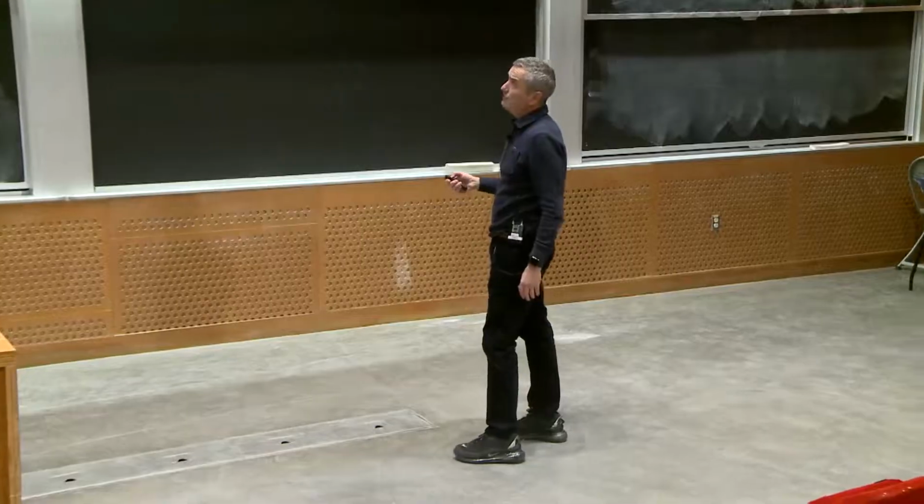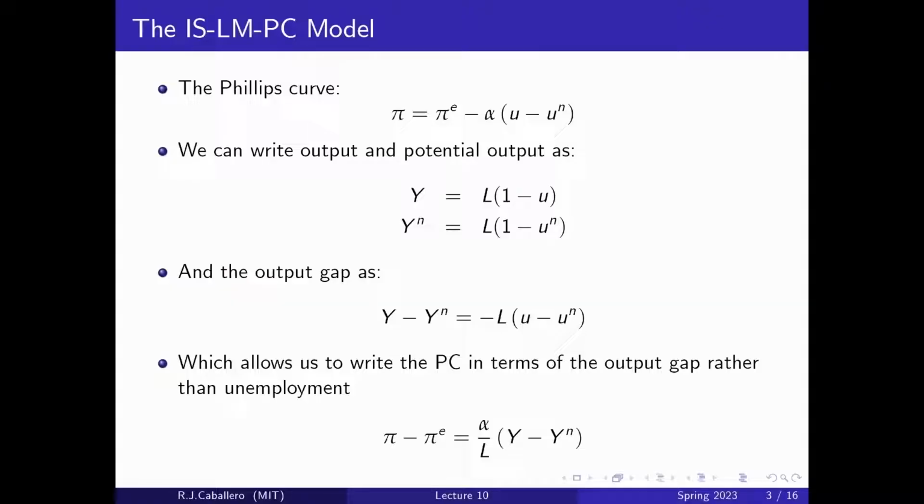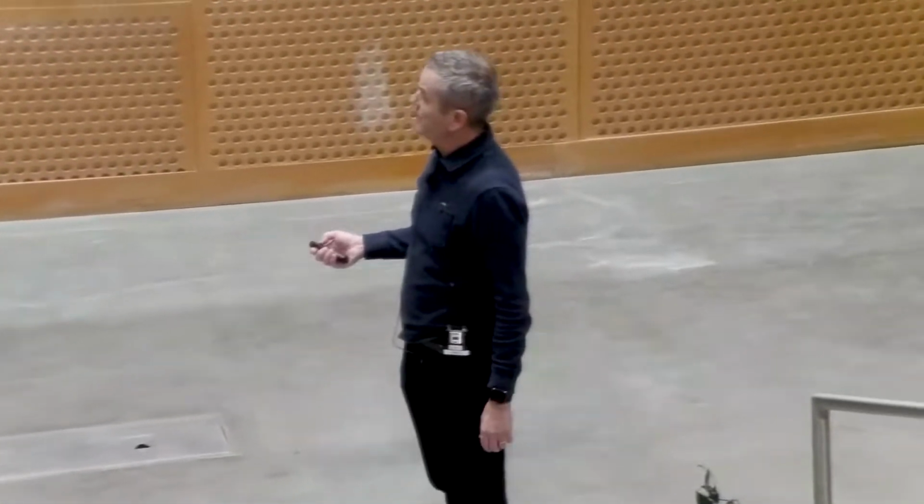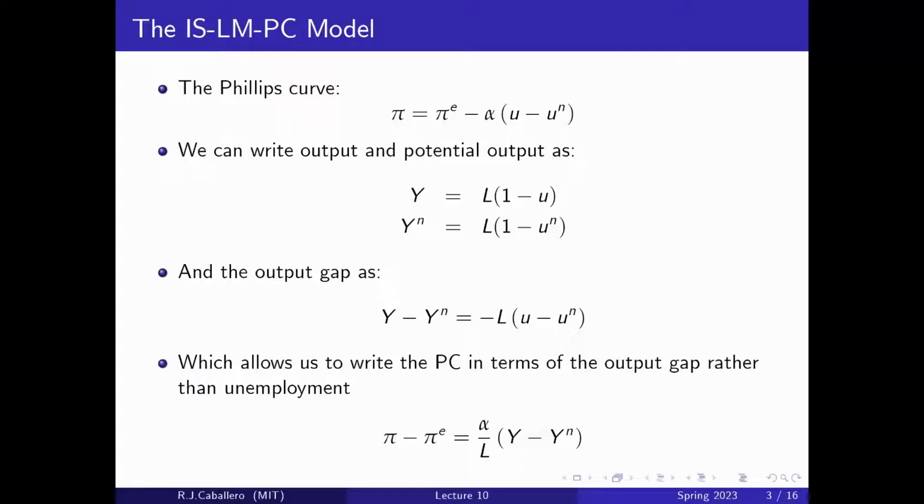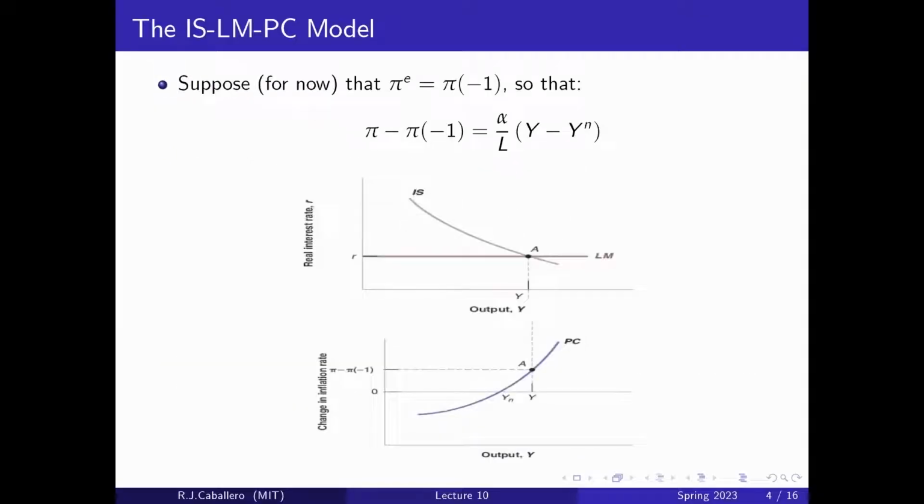So the output gap is related to the employment gap, and now we can replace the employment gap from here with the output gap, and we end up with a Phillips curve in the space of inflation and output gap, which is something we can integrate very easily with an IS-LM model that has output in it. Okay, so the IS-LM-PC model is really combining this equation with that equation and some model about expected inflation. That's what the IS-LM-PC model is.